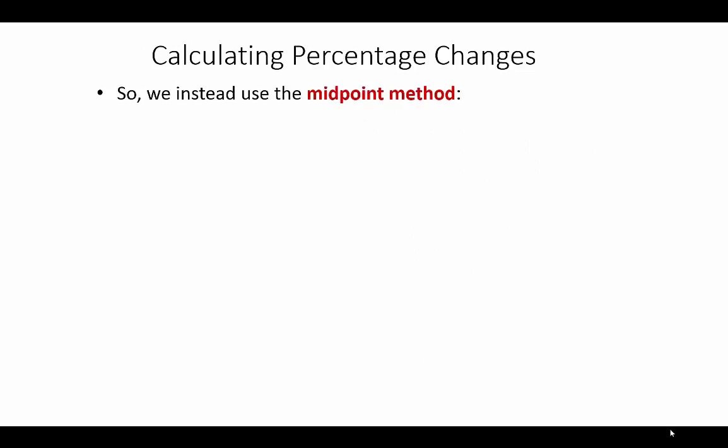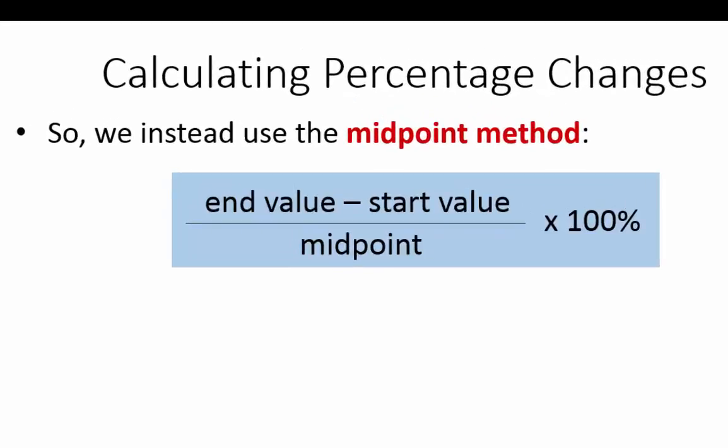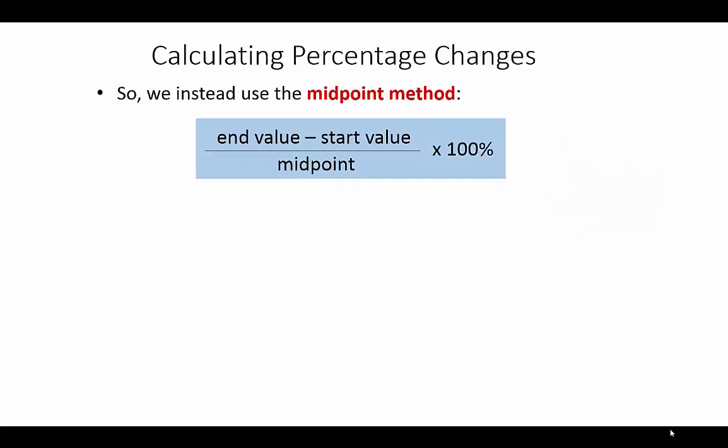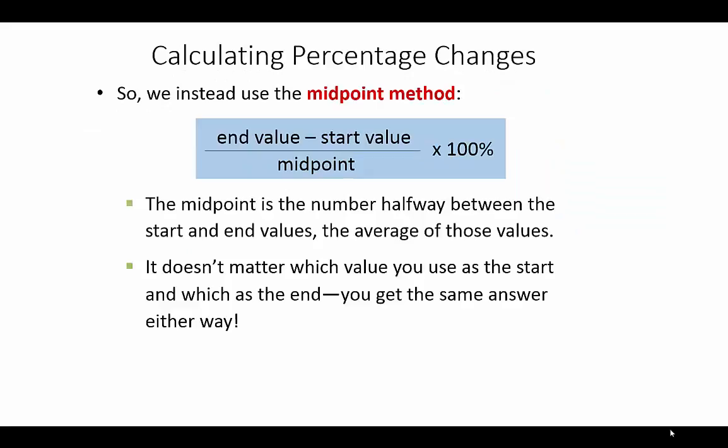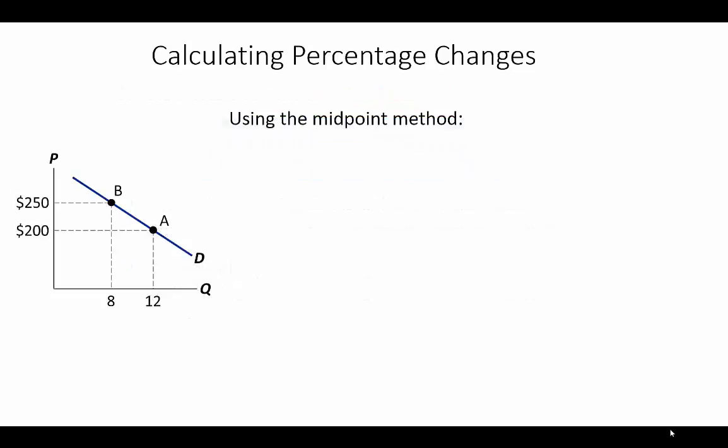So what we're going to do is use what's called the midpoint method. To calculate these percent changes now, we're going to take the difference in price or the difference in quantity, and instead of dividing it by one or the other endpoint, we're going to divide it by the midpoint, or the average value. It doesn't matter what end value and start value we use because we're only taking the difference, so we'll get the same result either way. So whether the price is going up, quantity down, or the price down, quantity up, we'll get the same elasticity result. So we're going to focus on this midpoint method when we calculate elasticities.